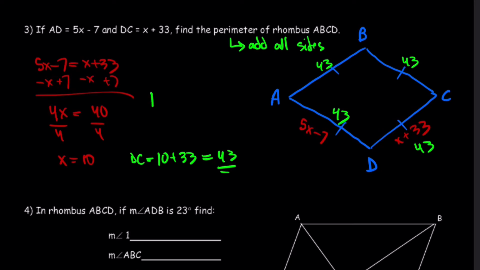So if I want to find the perimeter, I can add all the sides, or since they're all the same, multiply by 4. 4 times 43 is 172. There's the perimeter of that rhombus.